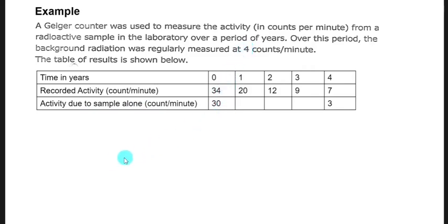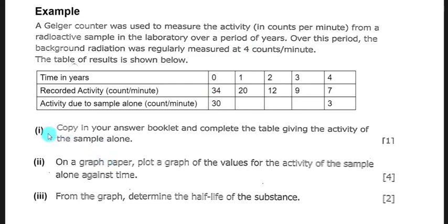All right, so here now they're saying, 1, copy in your answer booklet and complete the table giving the activity of the sample alone. So they're saying you copy this one. Since it was an exam paper, I just altered some values here. So they said to copy this one and then do what? Complete the table giving the activity of the sample alone. So we needed to complete here.